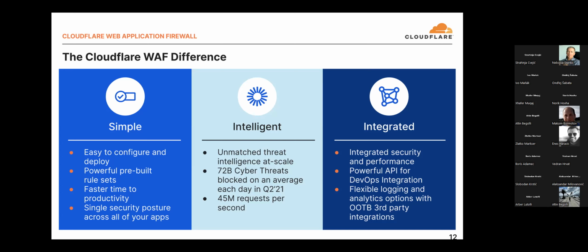Our WAF is based on a machine learning mechanism. So we track 72 billion cyber threats, and we use this amount of information for creating the patterns, like I said, dynamic IP reputation, the patterns of attack, in order to protect all of our customers.